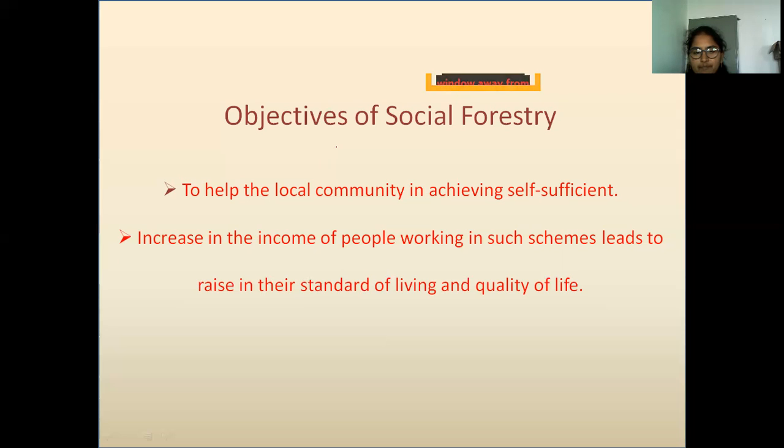Okay, social forestry objectives and also the different types of trees grown in forestry, along with examples. Okay guys, this is one of the topics related to management of forestry.